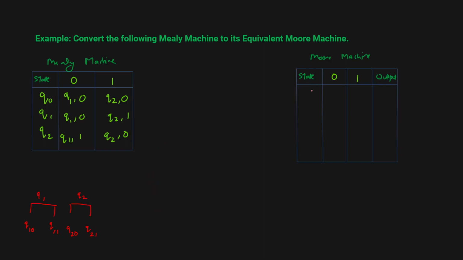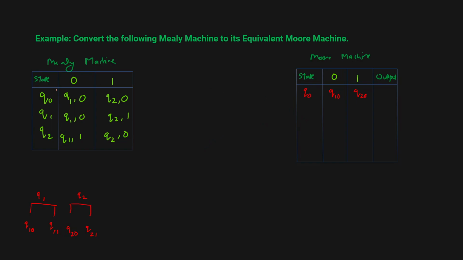Now we'll start with Q0 over here. In Q0, if you get input 0, you are going to go to a Q1 where the output is supposed to be 0. Which is the Q1 with output 0? Q10. So we'll write the next state as Q10. Next, if you get input 1 in Q0, where do you go? You go to Q2 where the output is supposed to be 0. So Q2 with output 0 is Q20. Let's write that down.